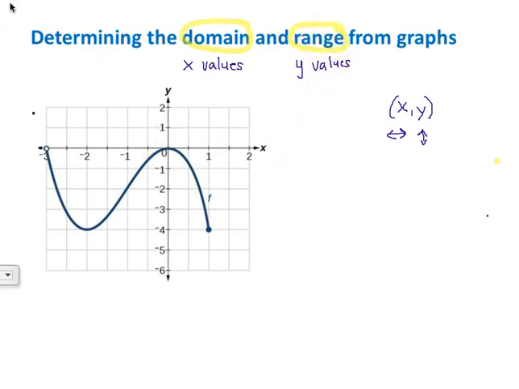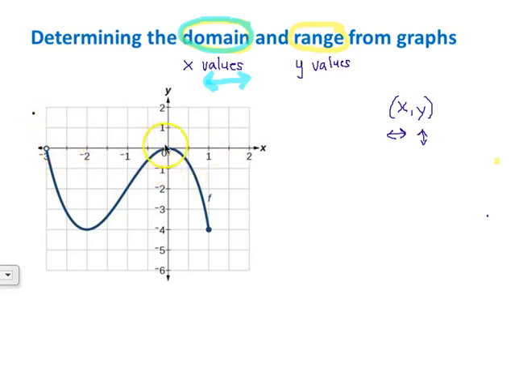All right, so now let's go back and answer this question. We want to determine the domain and the range from this graph. So let's start with the domain. I'm going to change the highlight color. Let's do this nice blue for our domain. And remember, our domain is our possible x values, which are all of the possible horizontal locations of our graph.